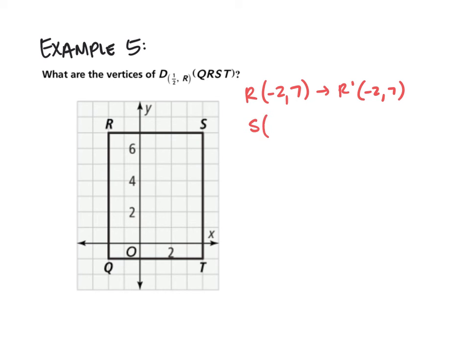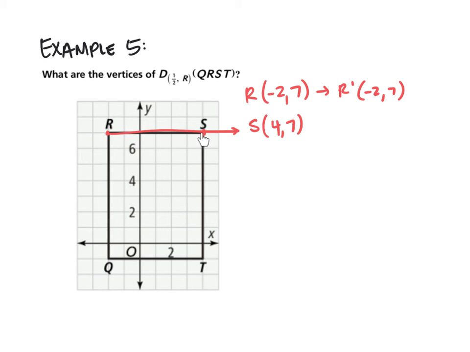S, let's look at S. S's current location is at 4, 7. Where is it going to go? Well, it's going to get connected to R, right? We have this ray that's like this rail that point S is going to slide along. And since this is a reduction by 1/2, it's going to slide towards R. It's going to shorten the distance from R to where it is now, and it's going to shorten it so that it's only half as far away.